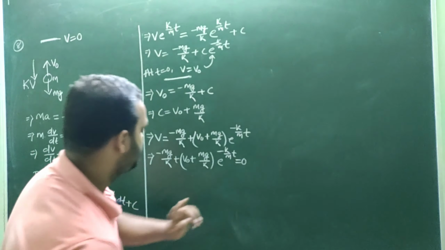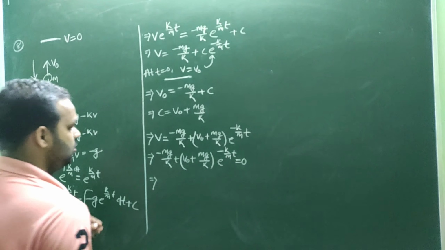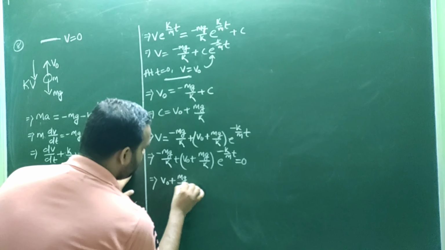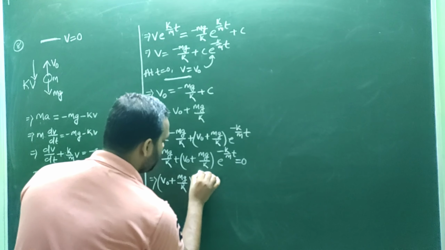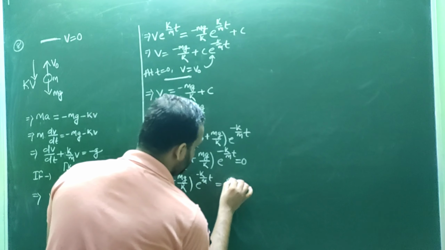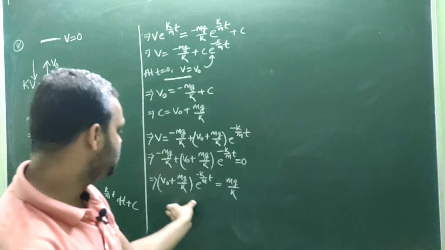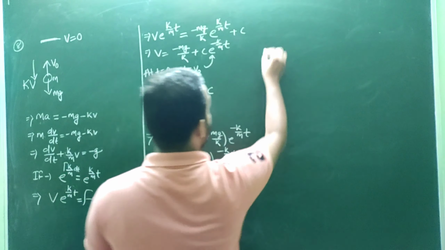Take this term to this side, then it will be v naught plus mg by k into e to the power minus k by m t is equal to mg by k. Then we will take this term to this side, and this term will be left on the LHS.